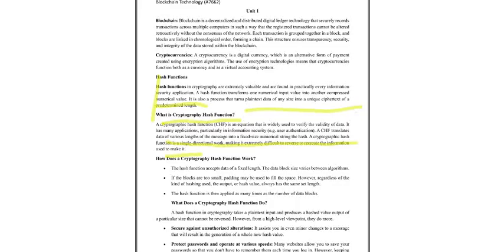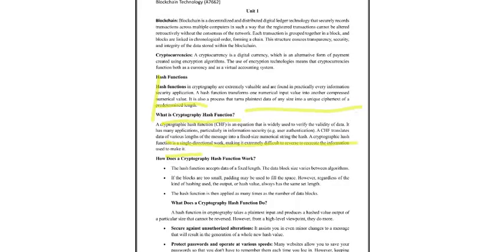Then what is a cryptographic hash function? In short form we call it CHF. It is an equation that is widely used to verify the validity of data. The major goal of a cryptographic hash function is verification or validity of data. It has many applications, particularly in information security. For example, user authentication is a major part where we are using this cryptographic hash function.